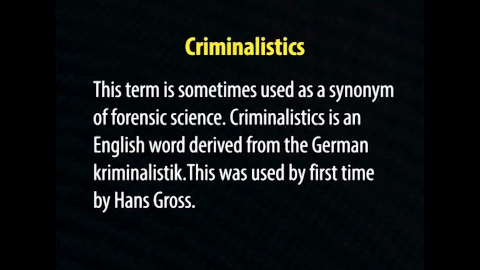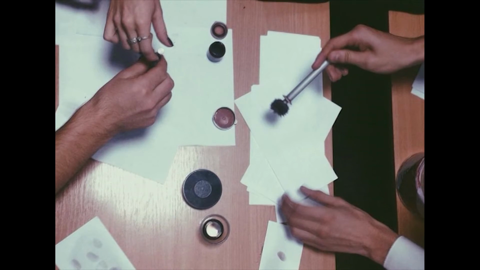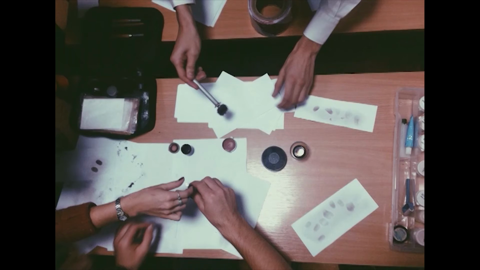5. Criminalistics. This term is sometimes used as a synonym of forensic science. Criminalistics is an English word derived from the German Kriminalistik. This word was used for the first time by Hans Gross. It involves the collection and analysis of physical evidences at the scene of crime. Moreover, it also deals with various areas such as fingerprint, tool marks and firearm, poisons and drugs, footwear, trace evidences, explosives and biological fluids.